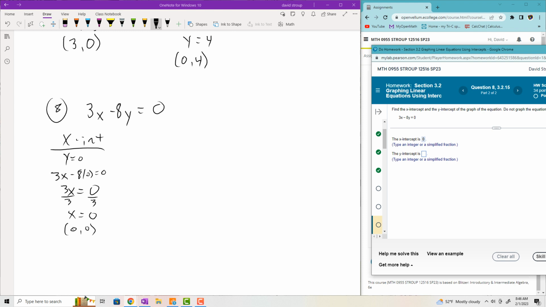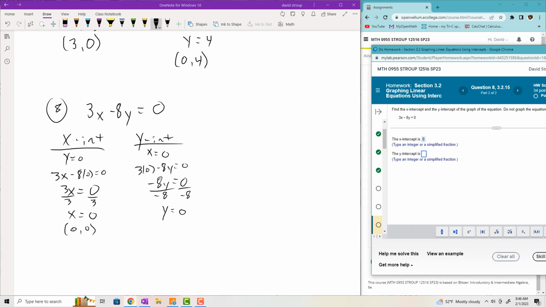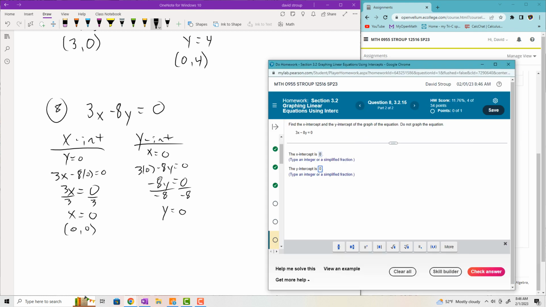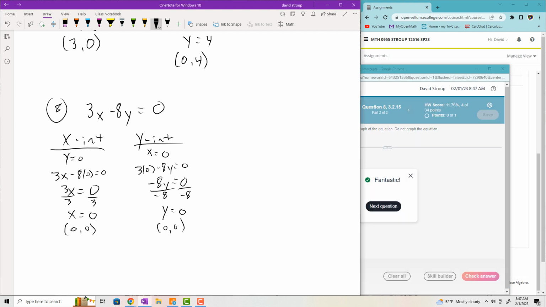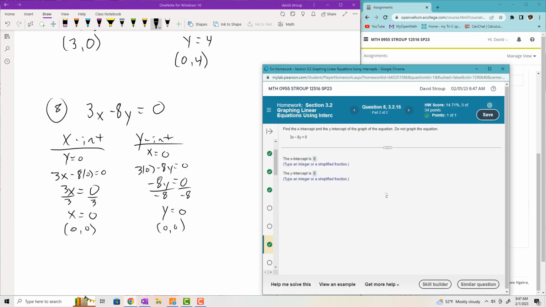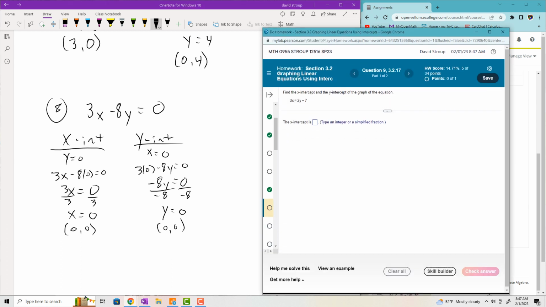And the same game with the other guy, the y-intercept, you let x equal 0. So you'd have 3 times 0 minus 8y is 0. That will just be minus 8y is 0, divide by minus 8, and you get y is 0. Okay. Location 0, 0, but the intercept, I'm just going to put 0. Right. Okay, so that one was weird.